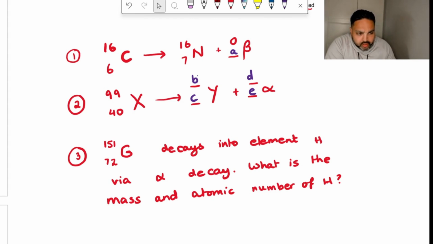Johnny, come on. A is -1. Well done, Isabella. So we got the first one. A is -1. How do I know it's -1? Because the numbers for a beta particle and an alpha particle are always going to be the same. Okay? The numbers for an alpha particle and a beta particle are always going to be the same.